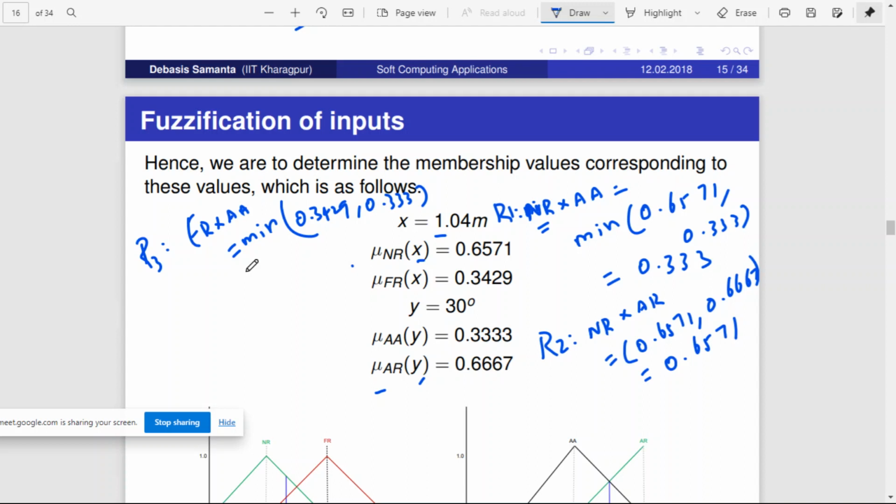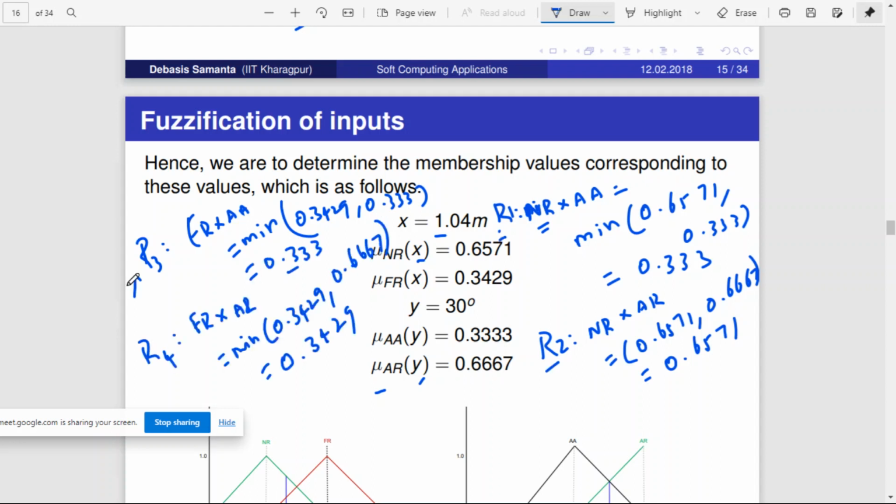So from here you can see which rules have the minimum strength. This is the strength of each rule. R1 and R3 have the minimum strength, so you can reject these two rules. Whichever rule strength is maximum, that we will take. We will take only these two rules, R2 and R4. So that is what we are doing next.